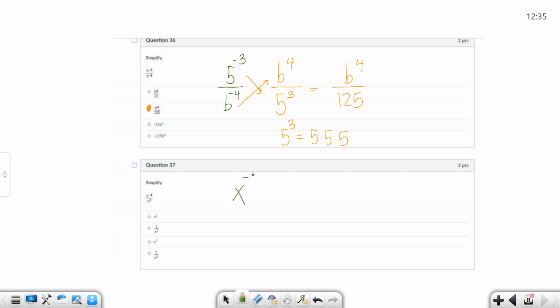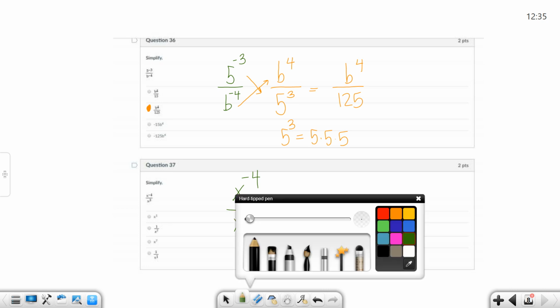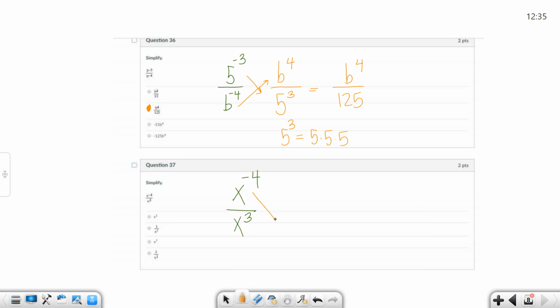Looking at the second one, you have an x to the negative 4th and an x cubed. Now remember, you only move the negative one. So this guy right here, it's going to move to the bottom. Your x to the 3rd is just going to stay exactly where it is. So that's what your problem's going to look like. The x to the 3rd has a positive exponent, so it doesn't move. Only the negative exponents move.